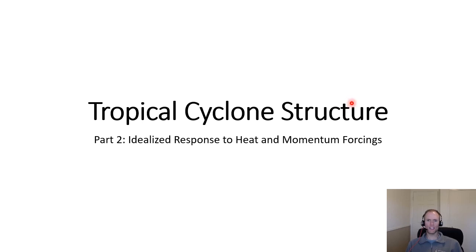Hello and welcome to the second of our two-part tropical cyclone structure video series. In this one, we're going to take a look at the idealized response in terms of the structure, specifically the in, up, and out portion of the tropical cyclone circulation, which we dubbed the secondary circulation, and to some extent the primary circulation in terms of its maximum sustained near-surface wind speeds.